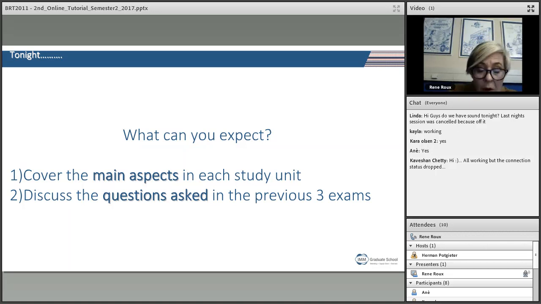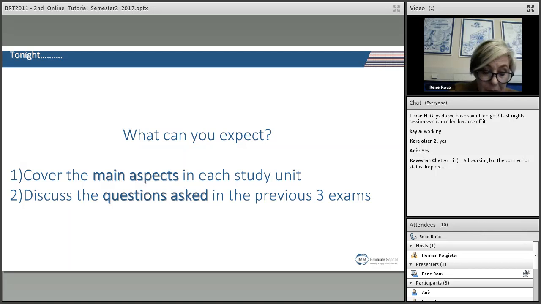Now, the reason why I'm only concentrating on the previous 3 exams is that the whole content of these modules changed at the end of 2015. So there are really only 3 exams to go on. And what I've done is I've worked through each exam paper. I looked at what was asked previously, and I made sure that it's covered for tonight.